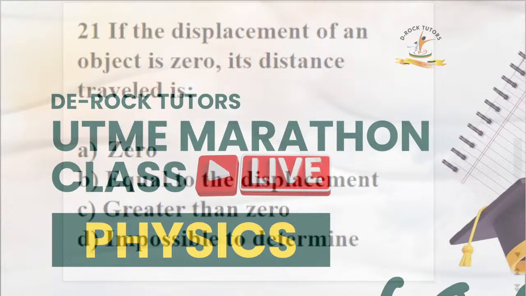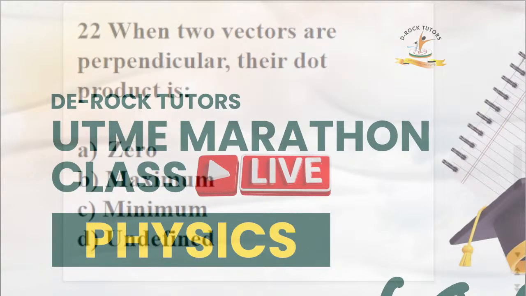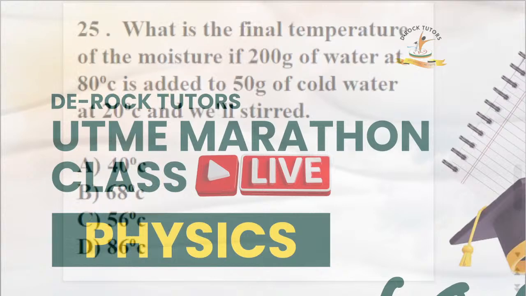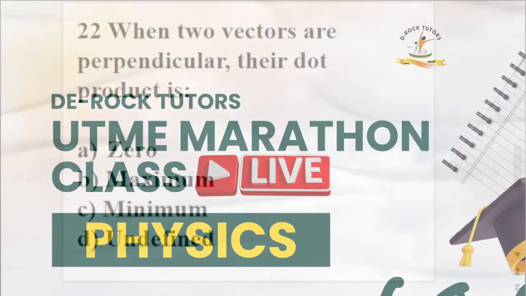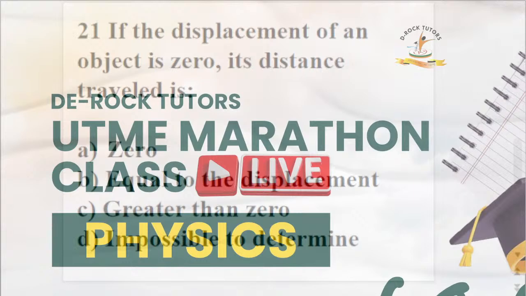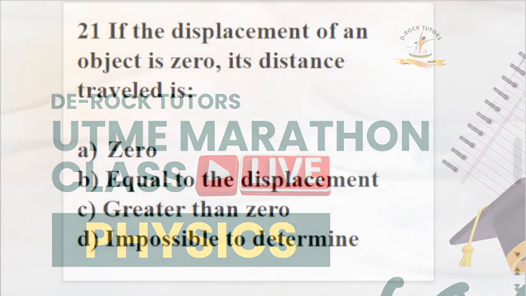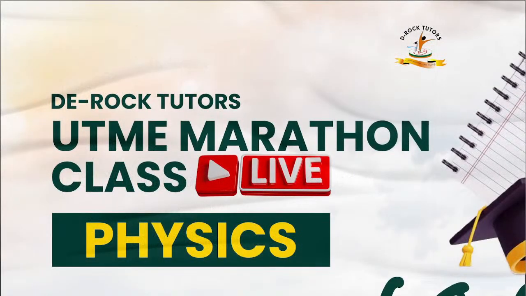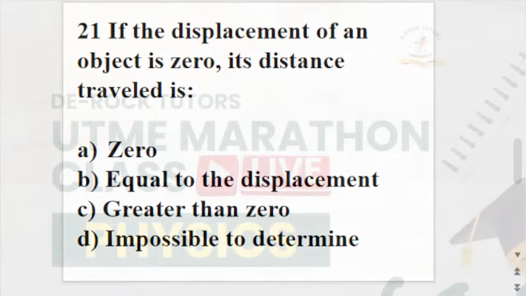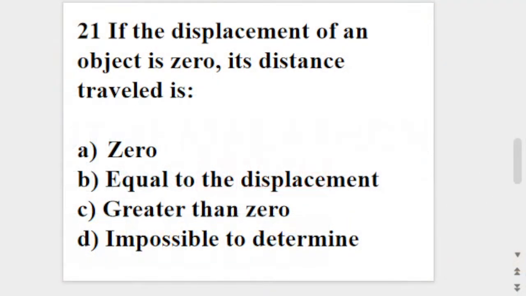The next slide. Okay. If the displacement of an object is 0, its distance traveled is: A, 0; B, equal to the displacement; C, greater than 0; and D, impossible to determine. Now, this is a very tricky question, but if you know what displacement means, it's pretty straightforward. The question is saying, if the displacement of an object is 0, its distance traveled is dash.